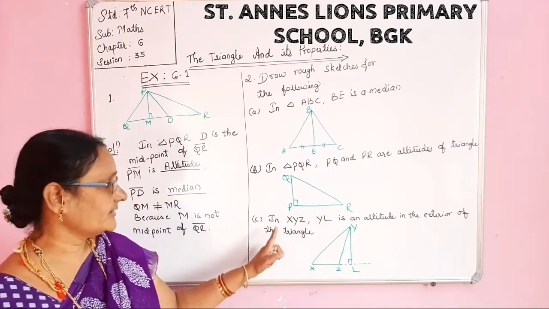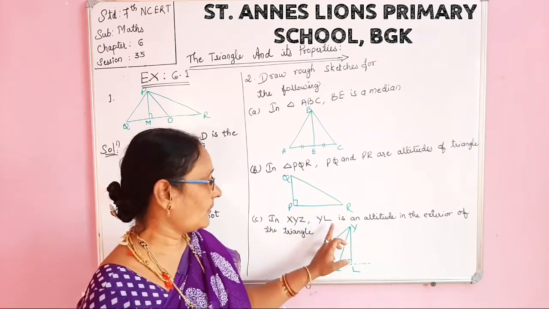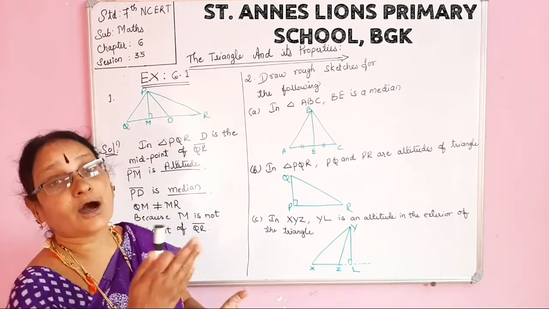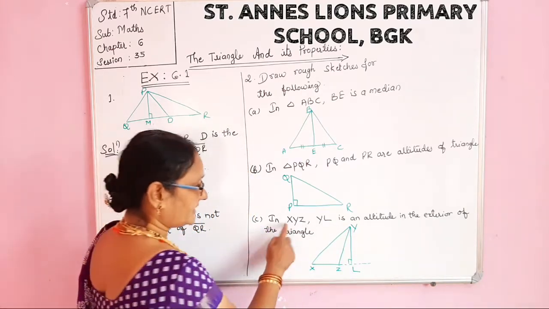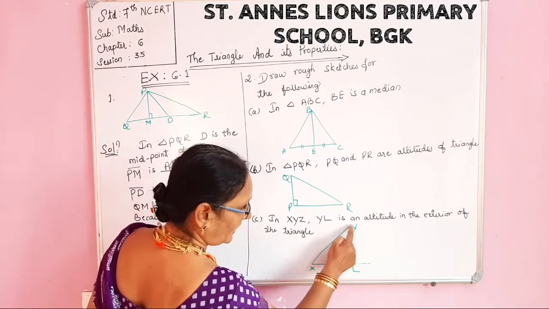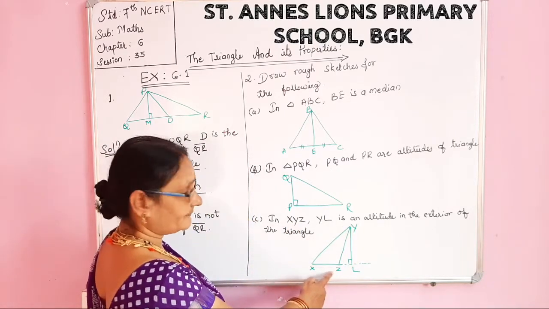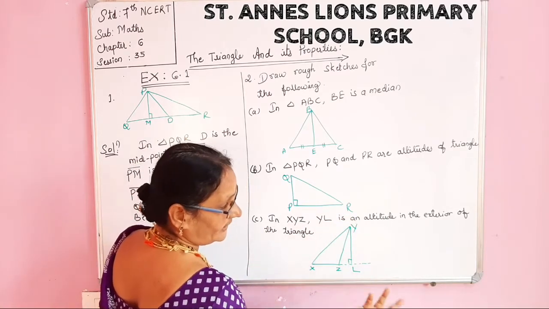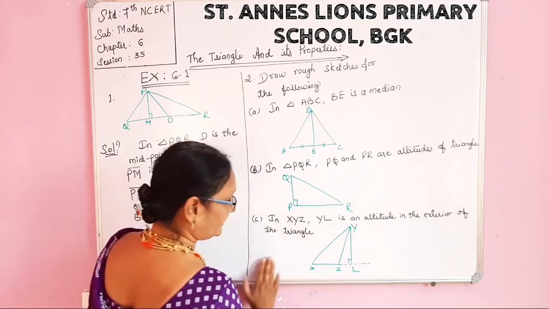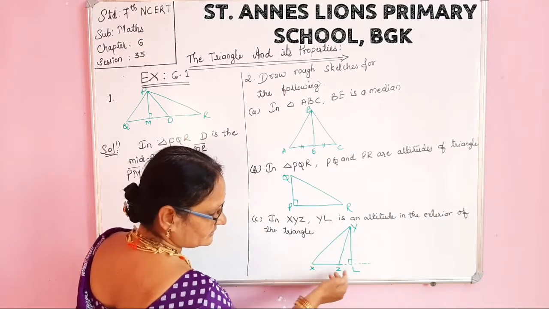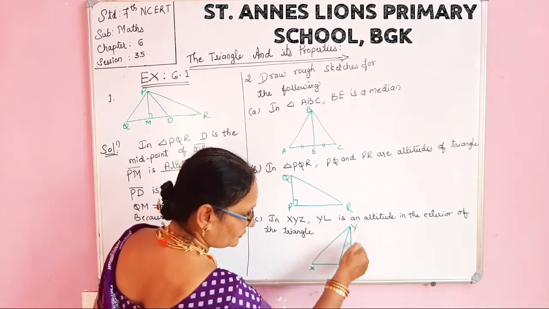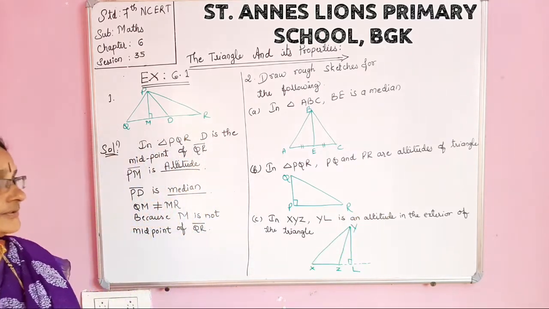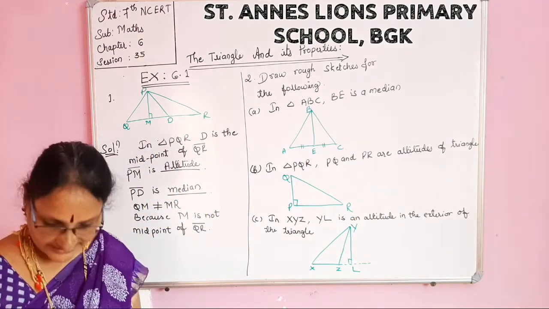Then the third one, in XYZ, YL is an altitude in the exterior of the triangle. Exterior means out of the triangle. See, XYZ is one triangle. YL is an altitude, see, this is one altitude. Where is it? Exterior of the triangle, out of the triangle. So, we have to extend the base and draw one perpendicular here. So, YL is an altitude in the exterior of the triangle.